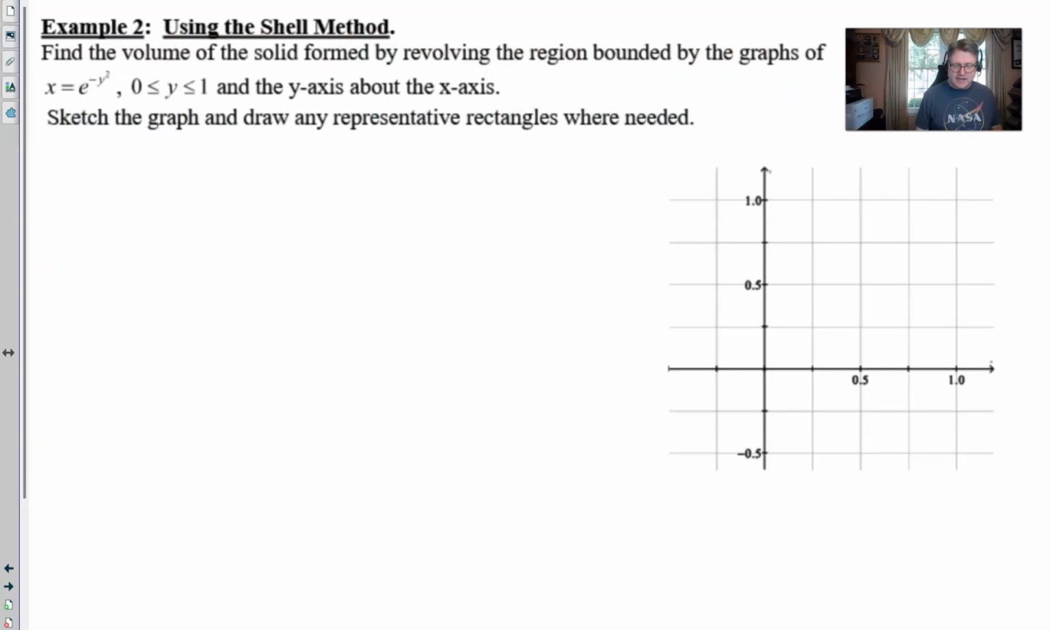Let's move me out of the way. So we're going to look over here. It says find the volume of the solid formed by revolving the region bounded by the graphs of x equals e to the negative y squared power, the vertical, or I should say horizontal lines, y equals 0 and y equals 1, but we're in between those lines, thus due to that inequality. And of course, the y-axis and x-axis are going to be our other boundaries. And it does say to sketch the graph and draw representative rectangles.